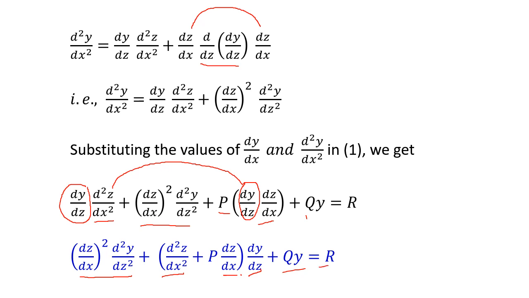Now in this equation we have d square y by dz square and dy by dz. We shall convert this to standard form of LDE. For that, the coefficient of d square y by dz square must be equal to 1. Therefore, we have to eliminate dz by dx whole square. Therefore, we shall divide throughout by dz by dx whole square.